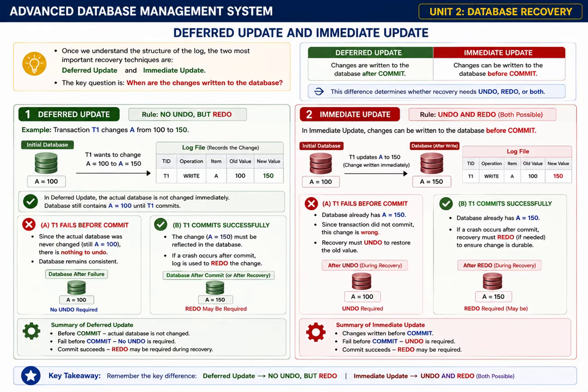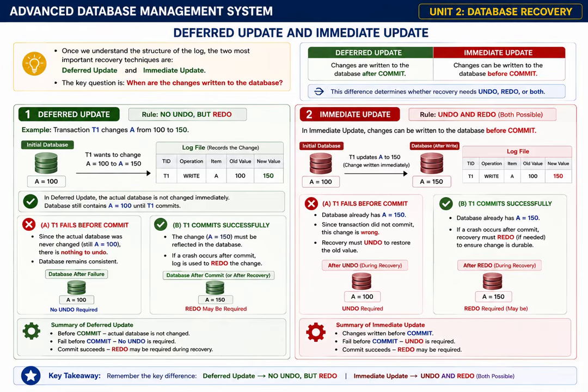The new value, 150, can be recorded in the log, but the actual database continues to contain A equals 100 until the transaction successfully commits. Now, imagine that T1 fails before commit. What happens? Since the actual database was never changed from 100 to 150, there is nothing to undo in the actual database. The database is still holding the original value, 100. That is the main reason why we say deferred update requires no undo before commit.